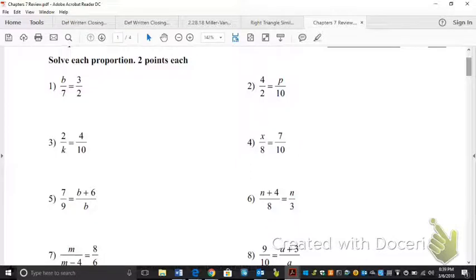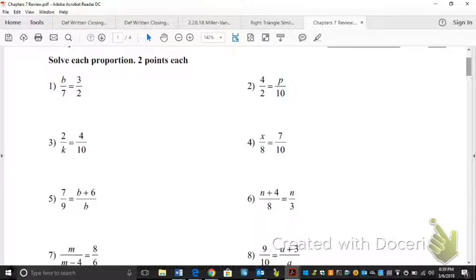Again, feel free at any point if you want to rewind it, or reverse it rather, go back, watch the same problem again. If you don't understand why I'm doing something, email me, come by at lunch, after school, whatever. Just be ready for the test. Make that choice to be ready and do what you've got to do to be ready.